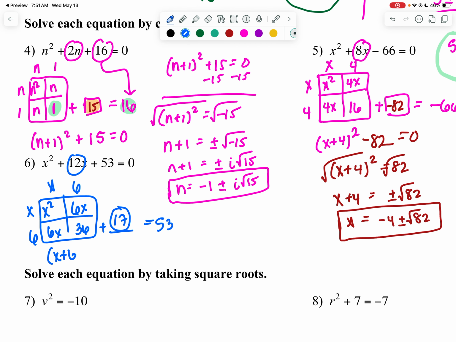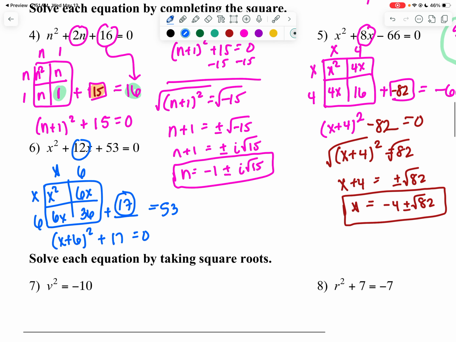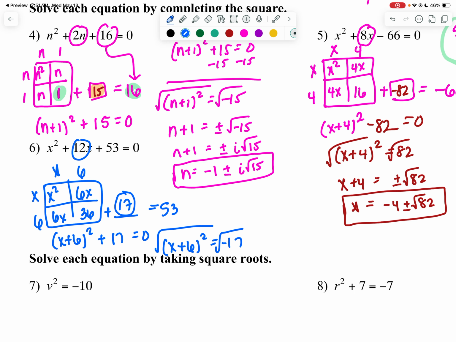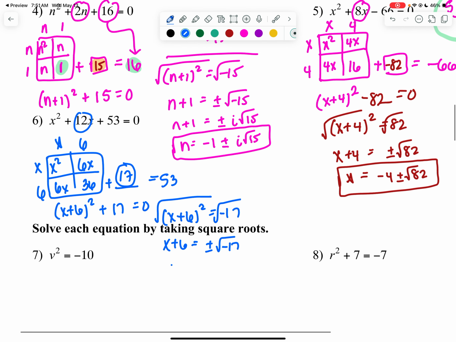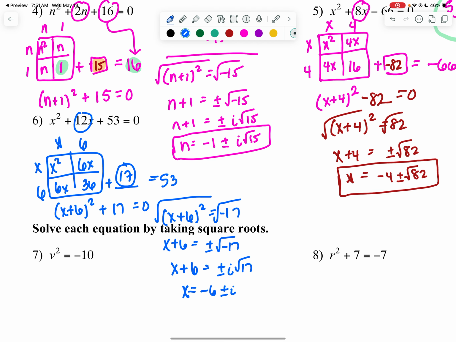This is (x plus 6) squared plus 17 is equal to 0. I'm going to subtract 17. Then take the square root of both sides. So then I get x plus 6 is equal to plus or minus root negative 17. Remember how we have a negative, so that is going to be plus or minus i root 17. Then subtract 6 to get that right here. So negative 6 plus or minus i root 17 is going to be your final answer.